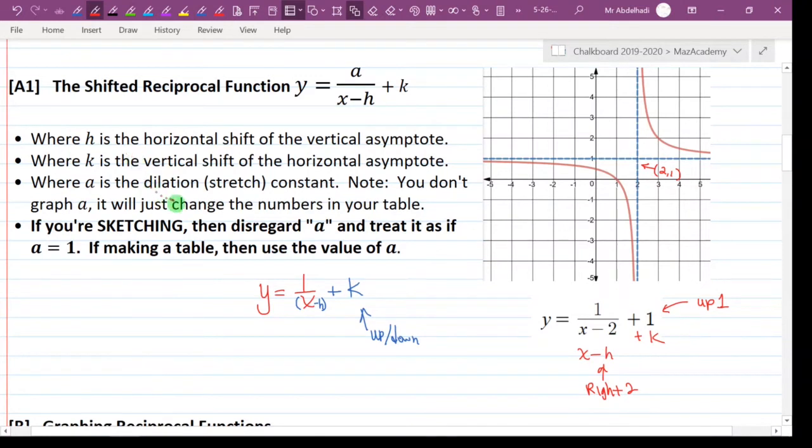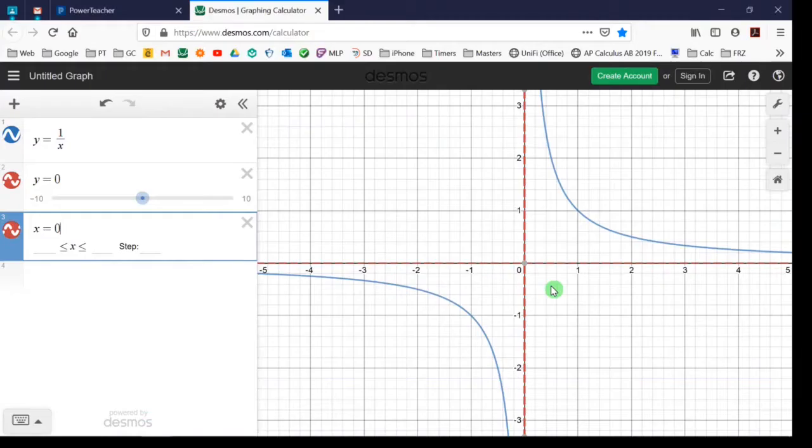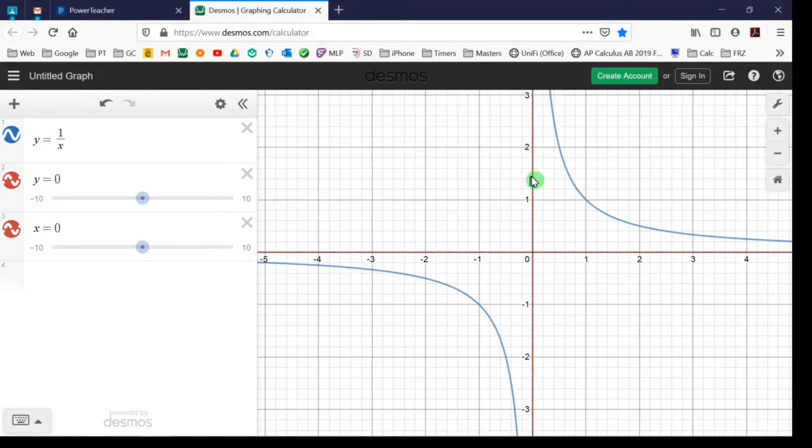So that's what it says over here. If you're sketching, you don't have to worry if there's a number up here. Just treat it all the same, because if that number is a 1 or a 2 or a 3 or a 4, it doesn't matter a whole lot. Matter of fact, I can prove that to you if I just go over to Desmos here. Okay, you can see I have my vertical asymptote there, horizontal asymptote there, and here's my curve, right? And the curve is y = 1/x, which you can see over here.